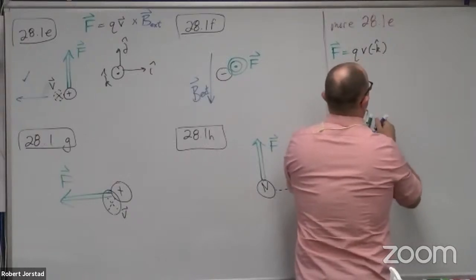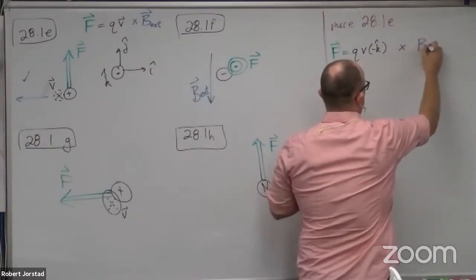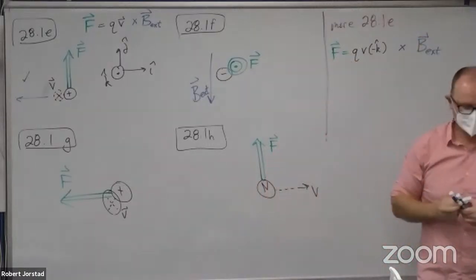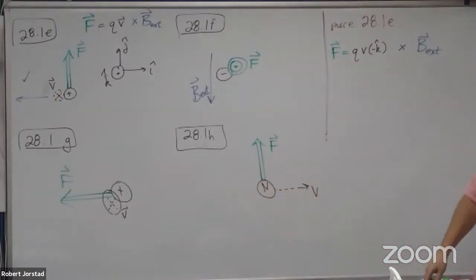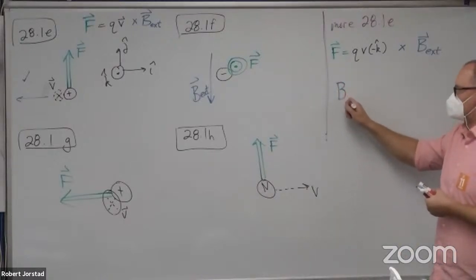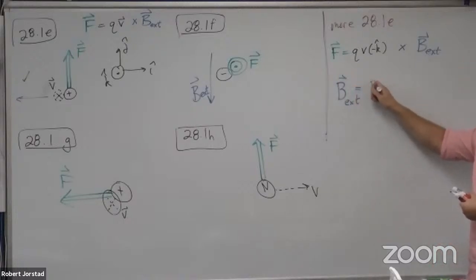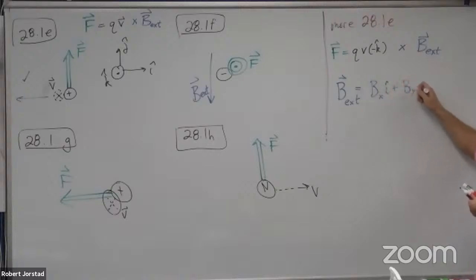Crossed with B external. All right. So in this case, do you agree the general form of B external could equal Bx in the I hat plus By in the J hat plus Bz in the K hat? That could be true, right?